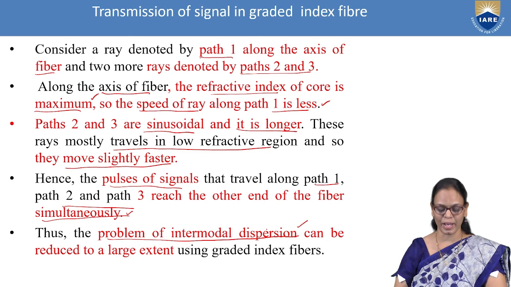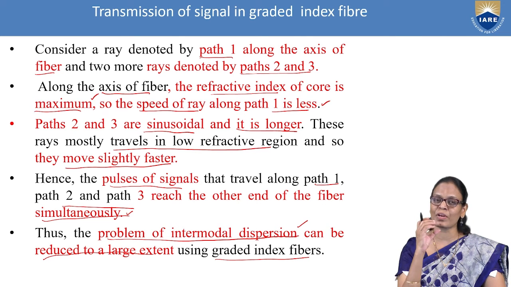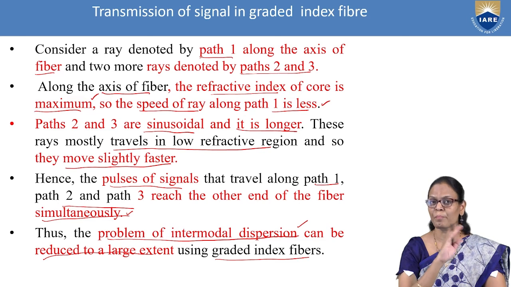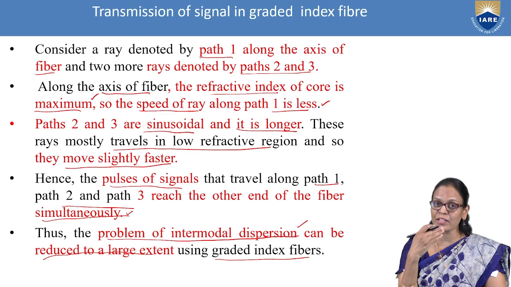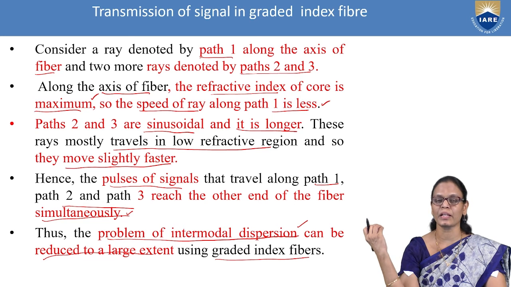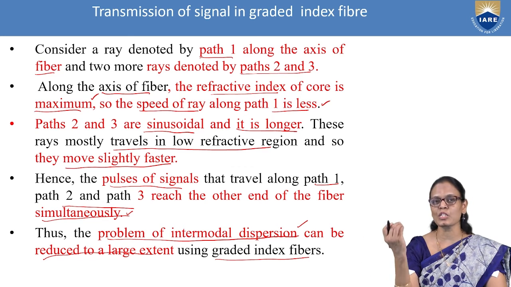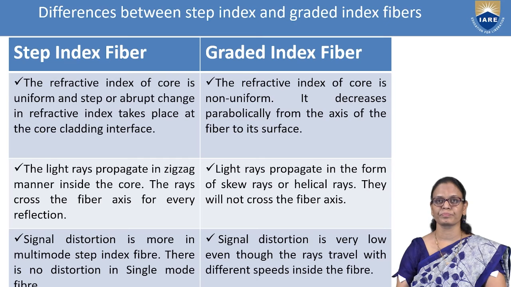So that problem can be reduced to a large extent using graded index fiber. That is the main difference between step index and graded index. In step index, there is a step change, meaning when it comes from the core to the cladding, there is a sudden change in refractive index. Because of that, there is intermodal dispersion because the light rays are arriving at different times. But in graded index, we are arranging the refractive index in such a way that all the signals will arrive at the output at the same time, so that this problem of intermodal dispersion can be eliminated.